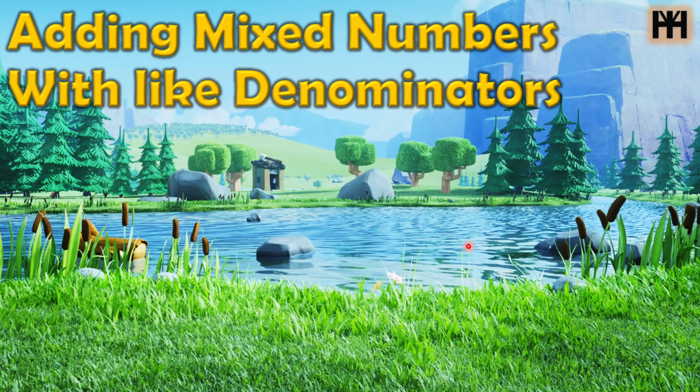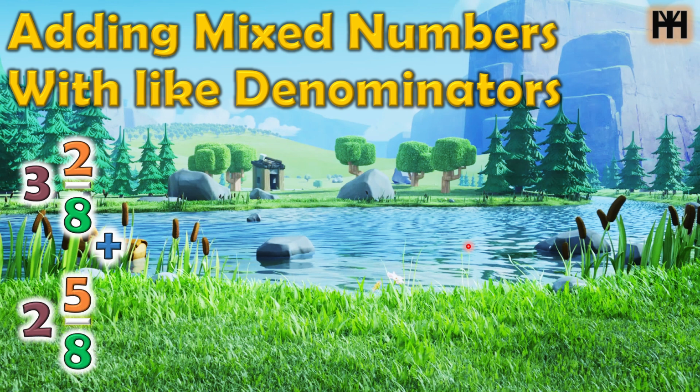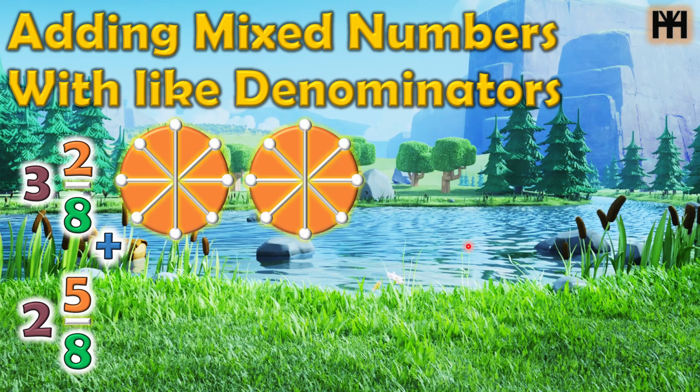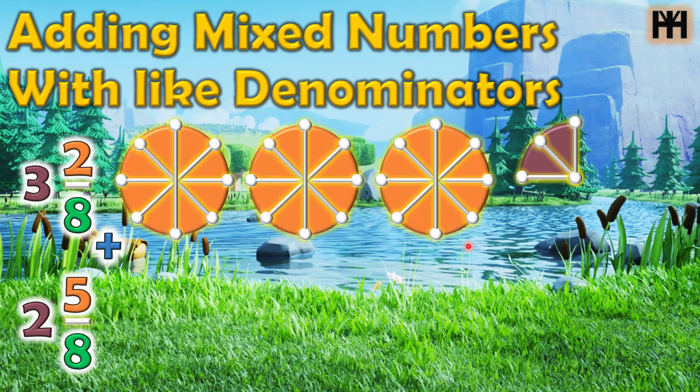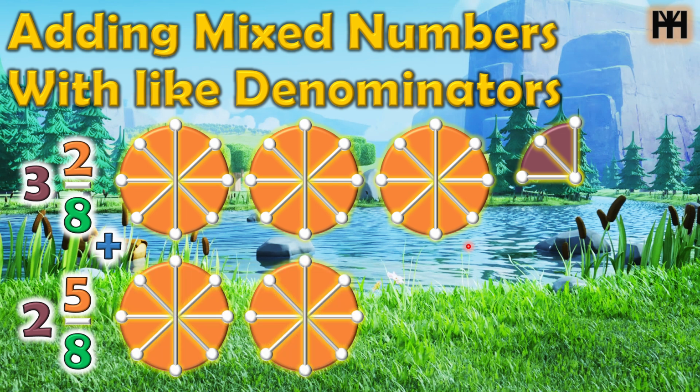Okay, adding mixed numbers with like denominators. Now let's say we have 3 and 2 over 8 plus 2 and 5 over 8. So we have here 3 and 2 over 8, and here we have 2 and 5 over 8. So adding them is very simple.